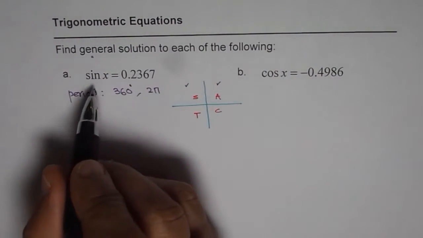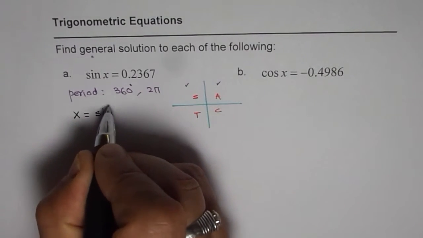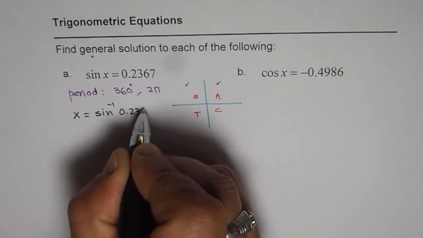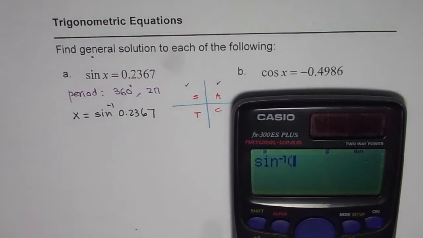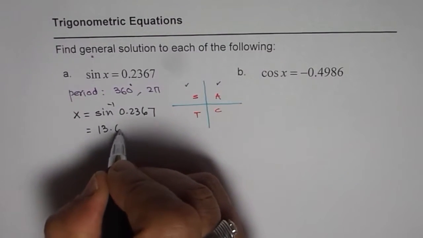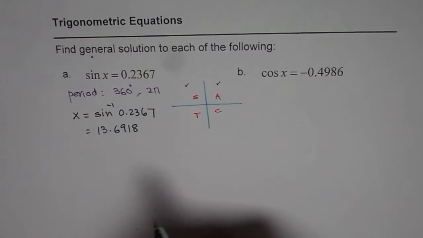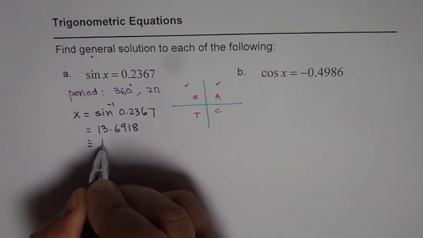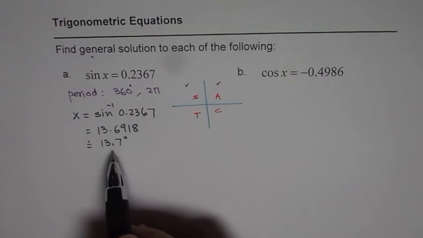Let's begin by finding the angle x which gives us approximately 0.2367 as the answer. If sin x equals 0.2367, then x equals sine inverse of 0.2367. We can use a calculator: shift sine, 0.2367, equals, and it gives us 13.6918. For the time being we'll just round it to one decimal place, so approximately 13.7 degrees.